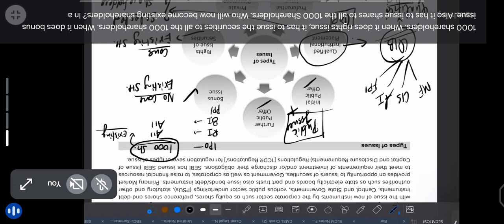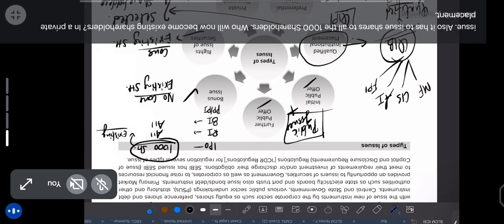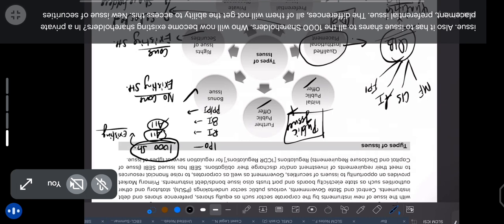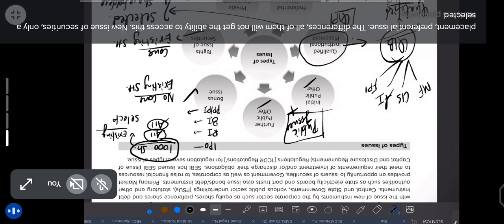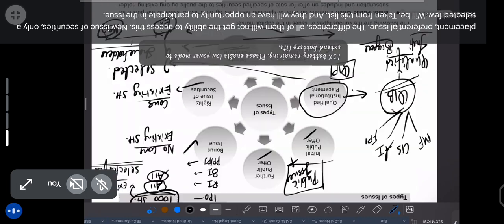In a private placement or preferential issue, the difference is all of them will not get the ability to access this new issue of securities. Only a selected few will be taken from this list and they will have an opportunity to participate in the issue. So these are the different types of issue.